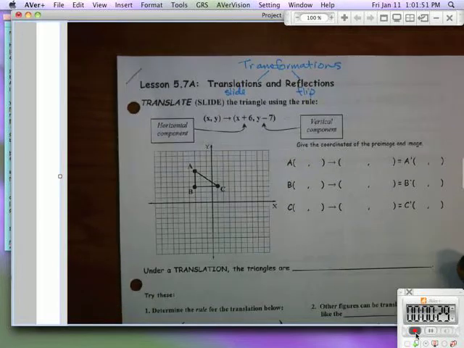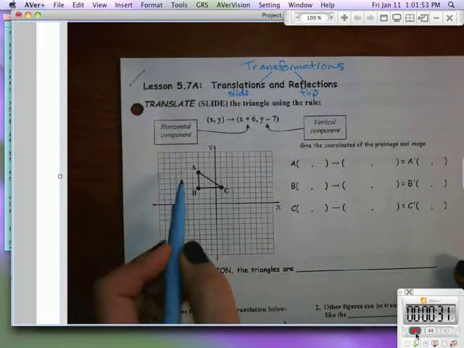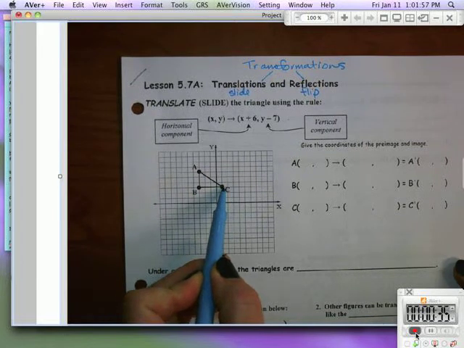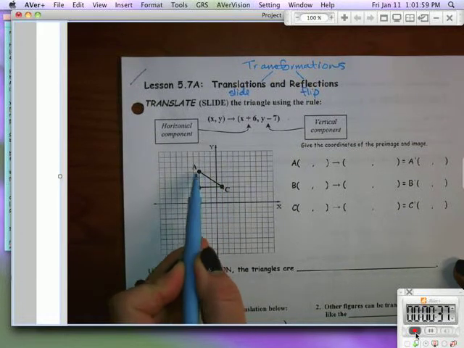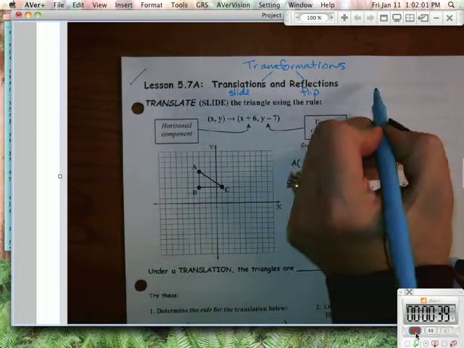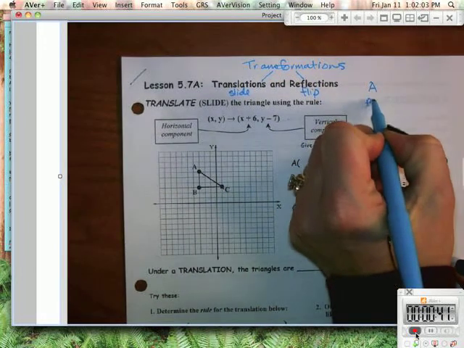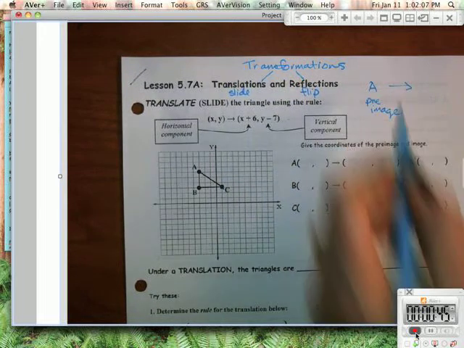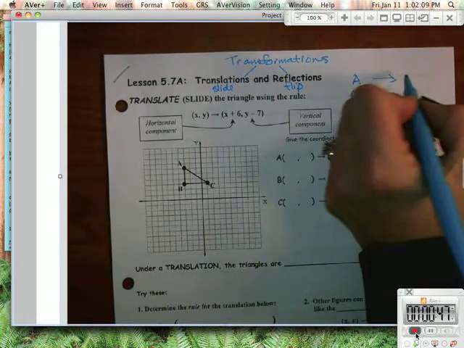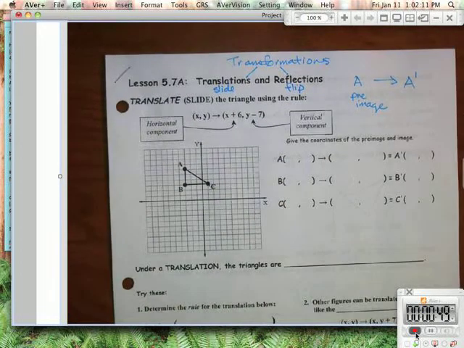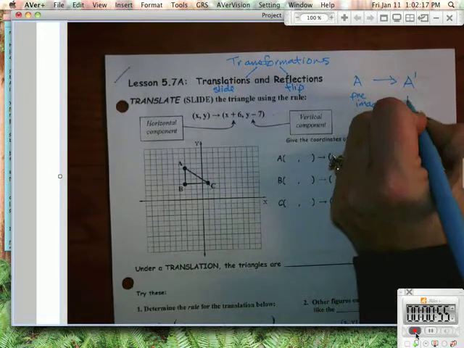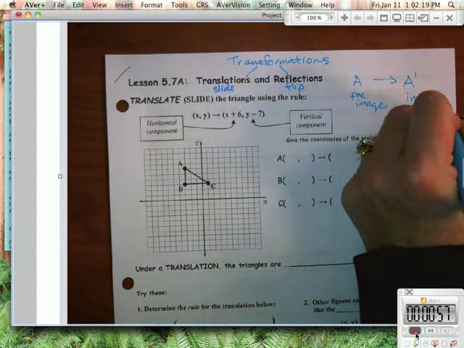Now, just as a little review, here we're starting with triangle ABC. I know this is my starting triangle because there's nothing on the letter A. This is what we call the pre-image. And after we do whatever we're going to do to that, we're going to end up with A prime. That little slash mark is how we indicate it's been moved, and it's now A prime. That's going to be the image. That's just a little review.